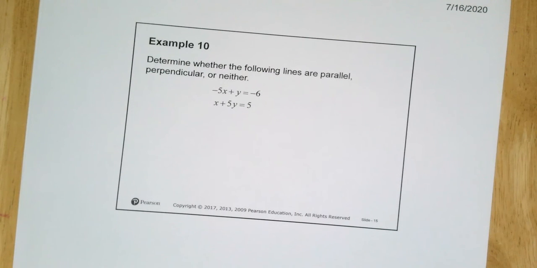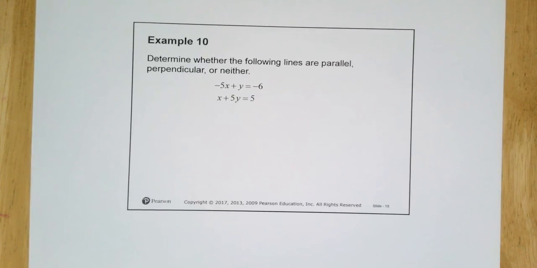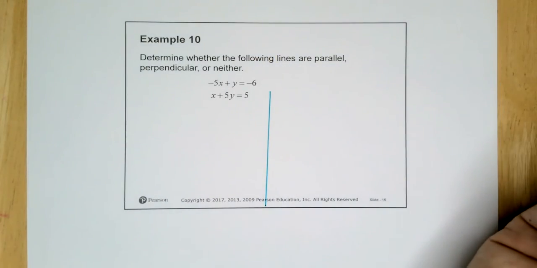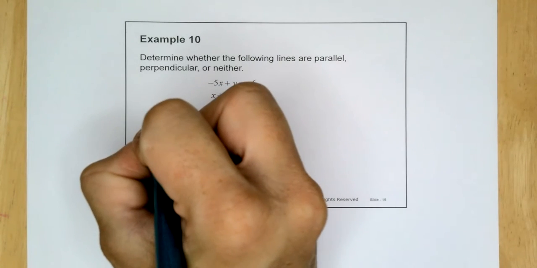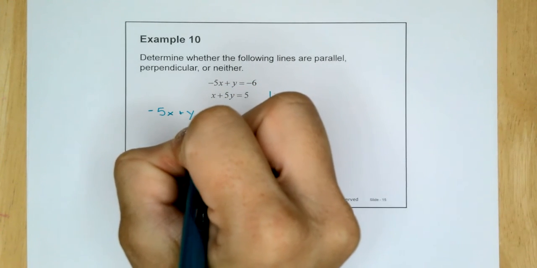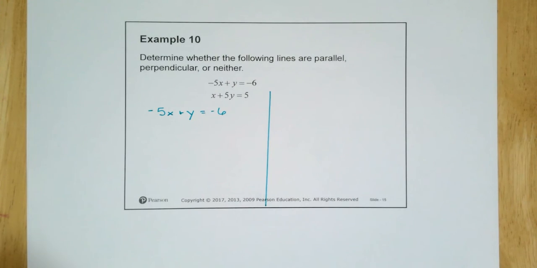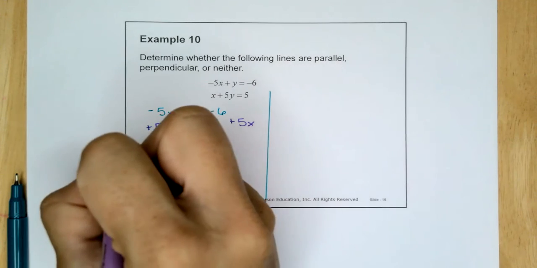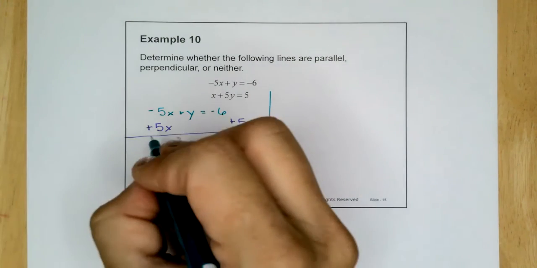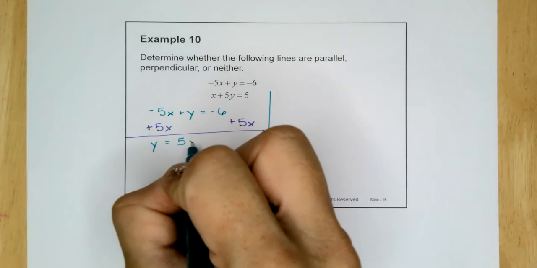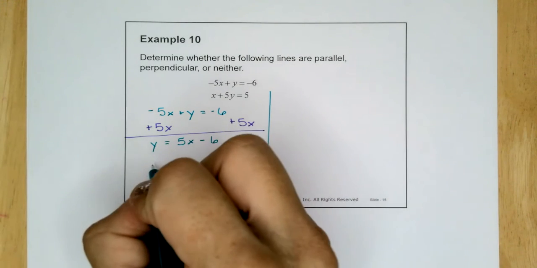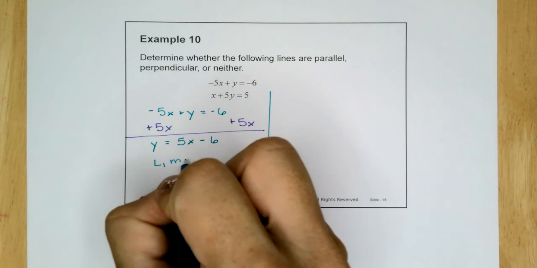Last one. Determine whether the following lines are parallel, perpendicular, or neither. So same thing, but now we decide. It's not yes or no. We have 3 choices. So we have negative 5x plus y equals negative 6. Get y alone. We have y equals 5x minus 6. So our slope is 5.